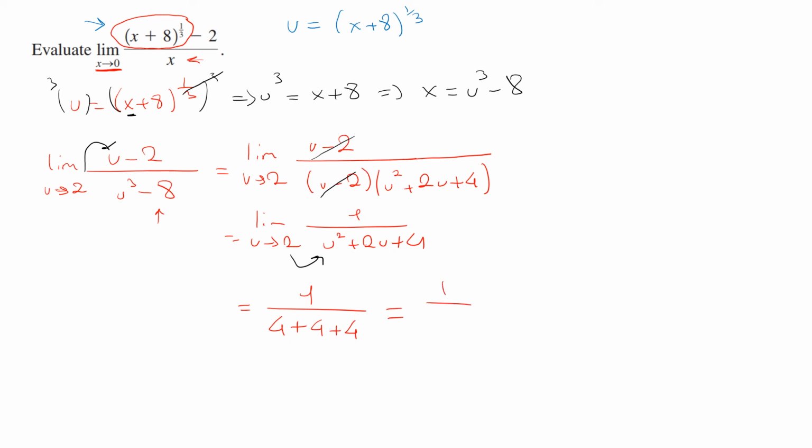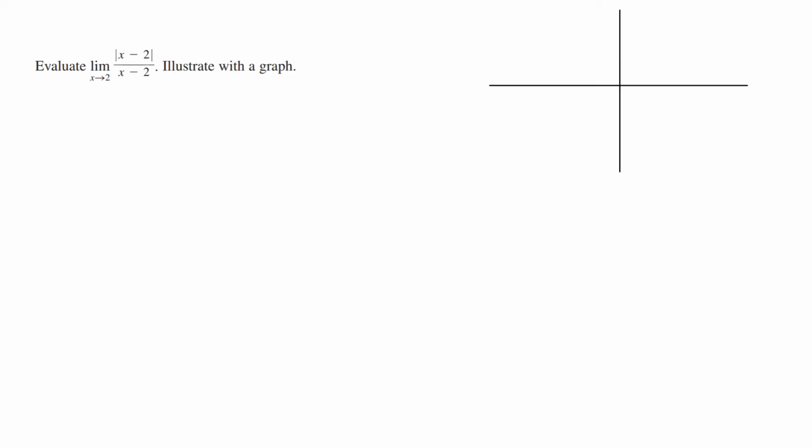So 1 over 12 would be my answer. For this question, it wants us to evaluate the limit as x approaches 2 of the absolute value of x minus 2 over x minus 2, and then it wants us to illustrate with a graph.